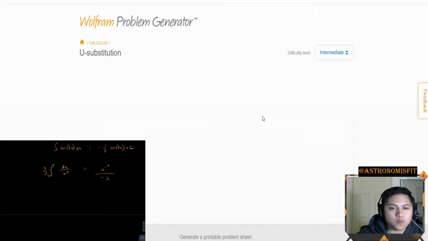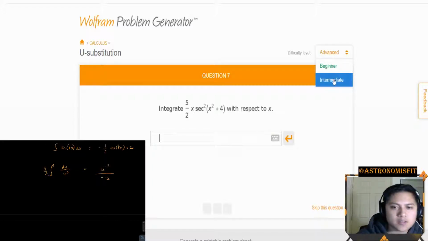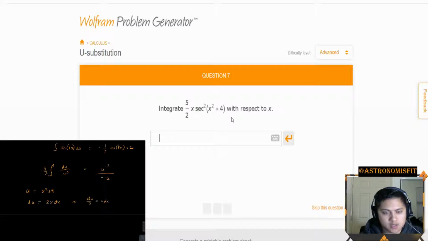Awesome. So now we can step it up to the advanced difficulty. So, okay, we have 5 times x secant squared of x squared plus 4 with respect to x. So we should let u equal x squared plus 4, right? So u is equal to x squared plus 4. And then the du is just going to be 2x dx. So du over 2 is equal to x dx. Right, so we should have a 5 over 4 on the outside because that 1/2 is going to multiply the 5 halves. So we have a 5 over 4.